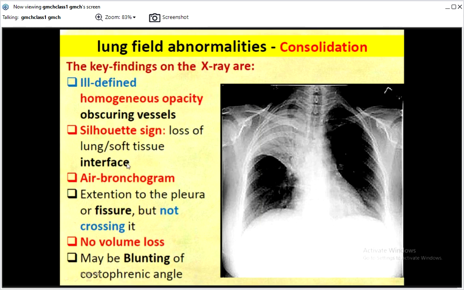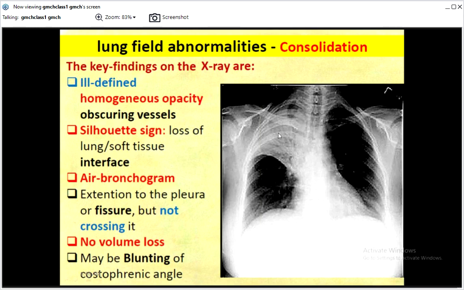Okay, so whenever you see collapse or consolidation or fluid collection, everything will be white. So the most important thing that differentiates consolidation is the air bronchogram. So what is the air bronchogram? In collapse, the area is collapsed. No air is going into the lungs. In pleural effusion, again, everything is filled with fluid. If fluid is overlying the air, you will not see any air.